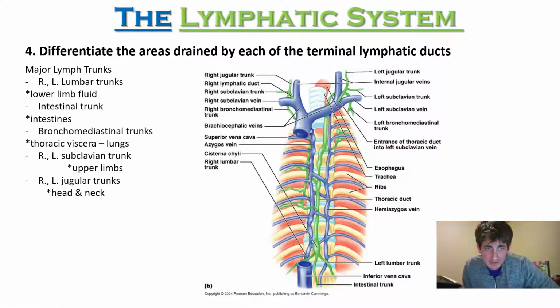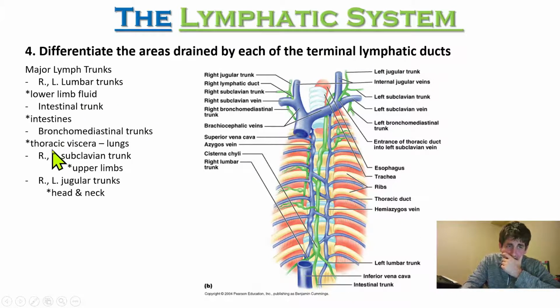We are going to first talk about the trunks, and then we'll get to the ducts. So we have some major lymphatic trunks. We have the left lumbar trunk, the right lumbar trunk, and the intestinal trunk. Obviously, the intestinal trunk drains our intestines. Our left and right lumbar trunks drain our lower limb. This fluid will accumulate in the cisterna chyli, and then we'll take it up from there into the thoracic duct.